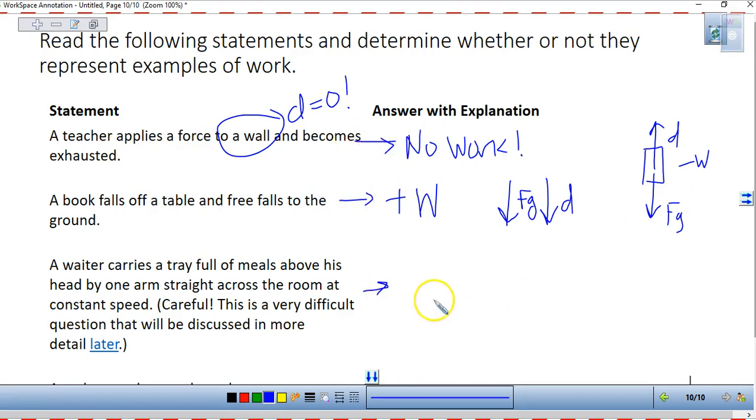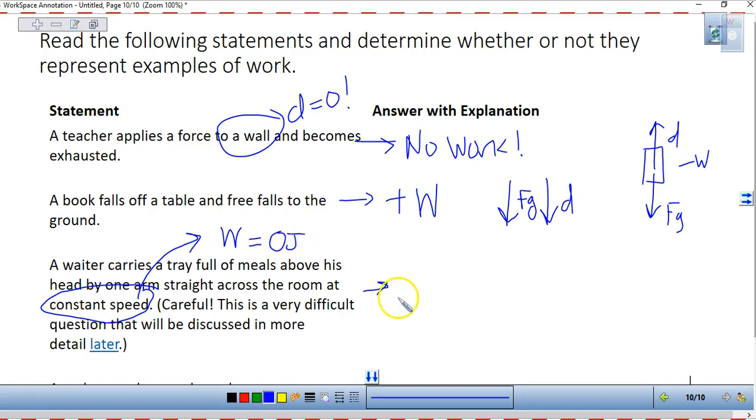The waiter. Anyone know what that one is? I said no. Because of constant speed. But technically, the waiter and the meal's going the same direction. Depending on how you can interpret it, I can accept a different answer. The immediate answer is the keyword constant speed. And when you see the word constant speed, the work will be 0.